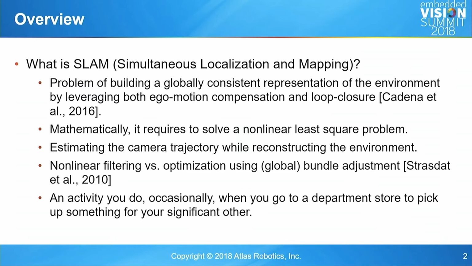So what is SLAM? SLAM is an acronym that stands for simultaneous localization and mapping. Formally, it is the problem of building a globally consistent representation of the environment by leveraging ego-motion compensation and loop closure. That's the formal definition. Mathematically, it has to solve a nonlinear least squares problem.